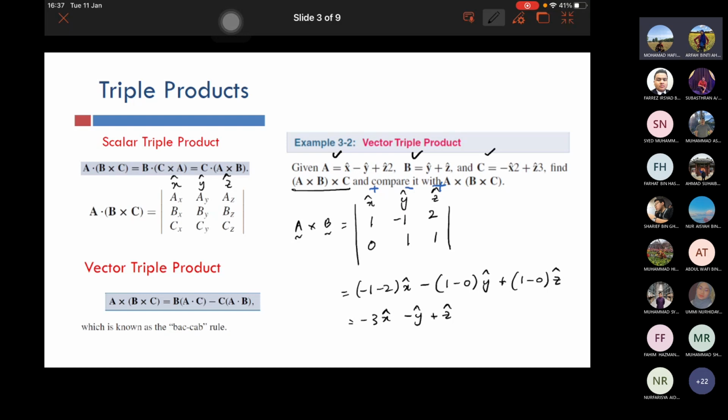Sekejap saya tengok siapa ni. Mana aku nak klik orang ni? Muhammad, this one, Muhammad Syahrul Aiza.